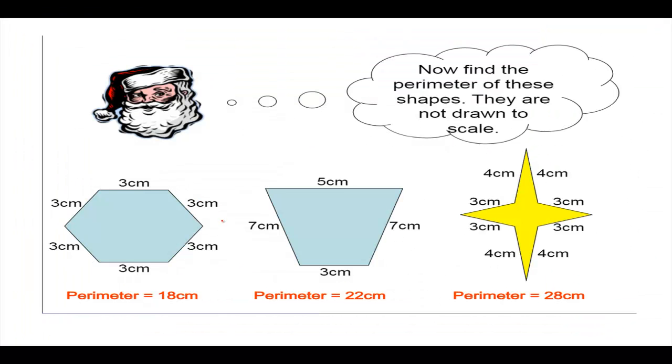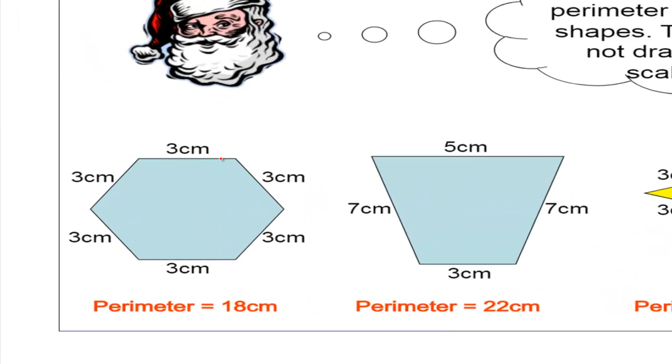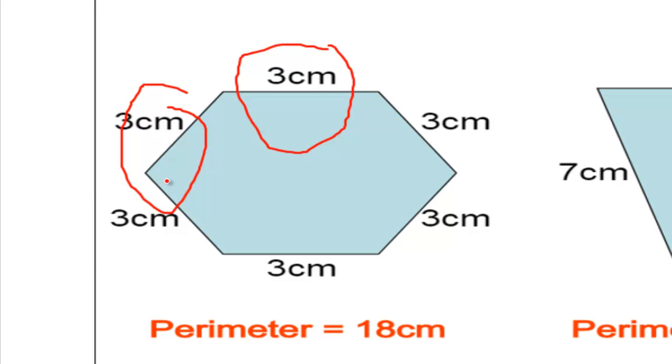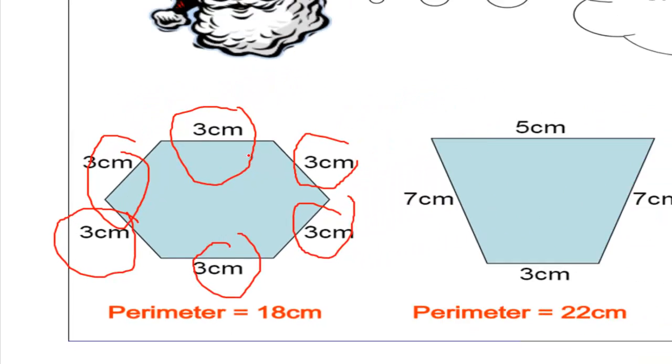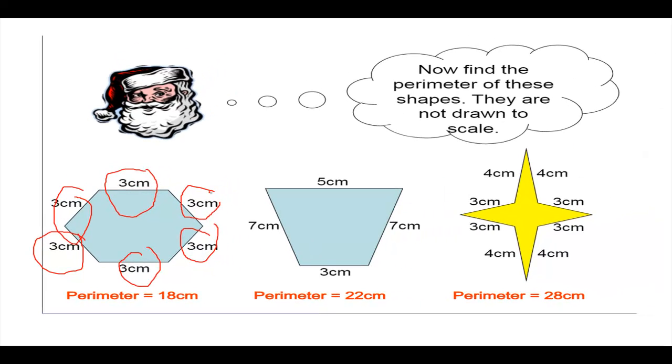Okay, so let's see without the grid we drew in. We have the shape, and to find the perimeter, we sum all the sides we have. Sum means we add all the sides. So 3 plus 3 plus 3 plus 3 plus 3 plus 3. We sum all the sides from outside. So the perimeter here is 3 plus 3 plus 3 plus 3 plus 3 plus 3, which is 3 multiplied by 6. So it equals 18.